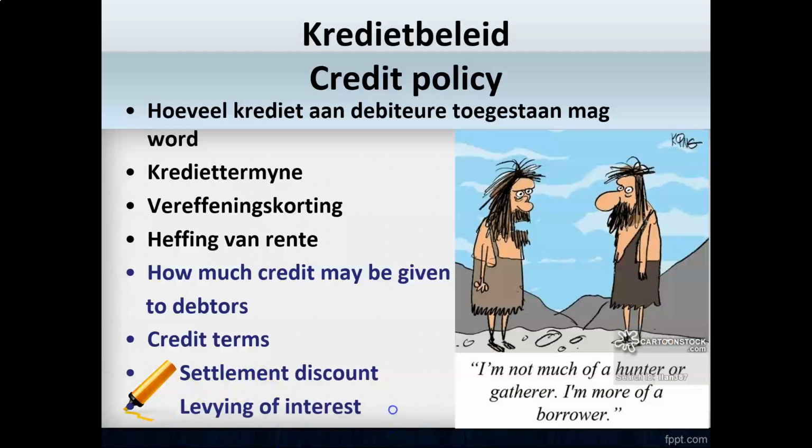What about interest? What is interest? Now I have told the guy, look, I give you 5% settlement discount if you repay the invoice within 15 days. I will give you 2% settlement discount if you repay your invoice within 30 days. If you still haven't paid your invoice after 60 days, I am going to levy interest on your account.